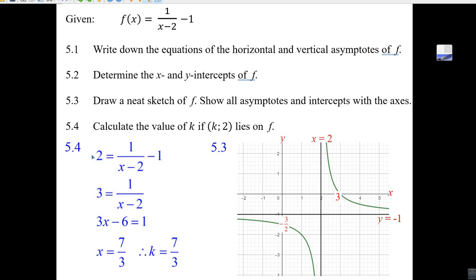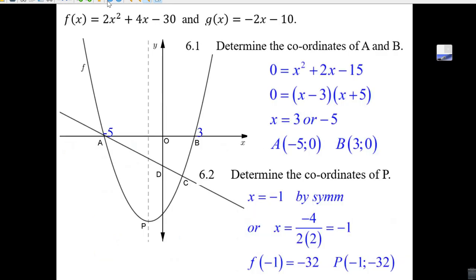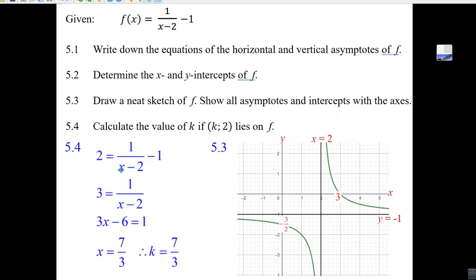It's best to just add 1 to both sides. You get 3 equals 1 over x minus 2. Multiply both sides by x minus 2. You're going to get 3x minus 6 equals 1. You're going to add 6 to 1 and get 7. Divide by 3. x is 7 over 3. So that x coordinate there, k, must be 7 over 3. And I think that's the end of question 5. There you go.